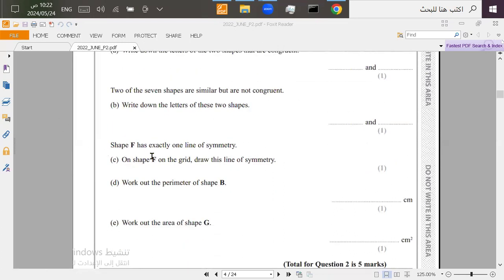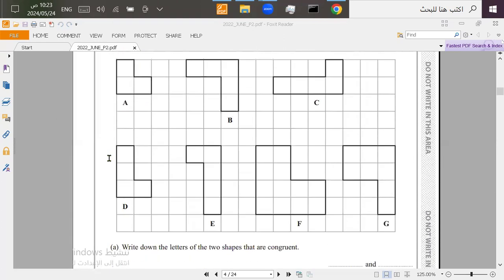Shape F has exactly one line of symmetry. On shape F on the grid, draw this line of symmetry. So we're going to draw the line of symmetry on shape F. And we understand the meaning of line of symmetry. It's a line that cuts the shape into two identical parts.